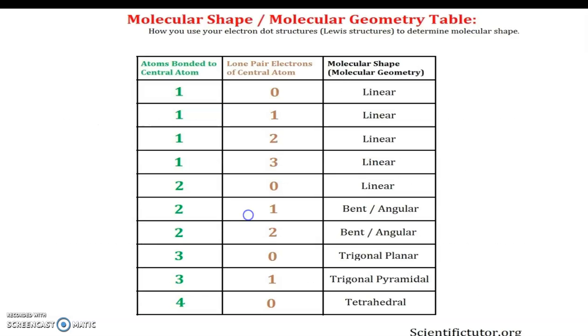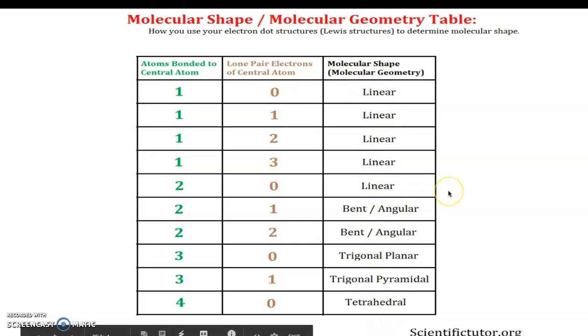So here's a chart, and this is an important chart. Either screenshot this or write it down. I got the link down here in case you want to see where it came from. Here's what we're looking at: atoms bonded to the central atom, these are the atoms that are bonded to it; lone pairs of electrons, these are electrons by themselves; and then this tells us the shape.